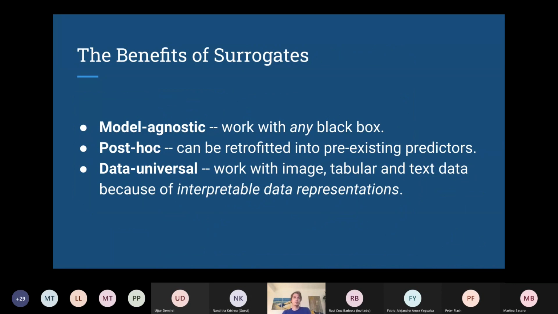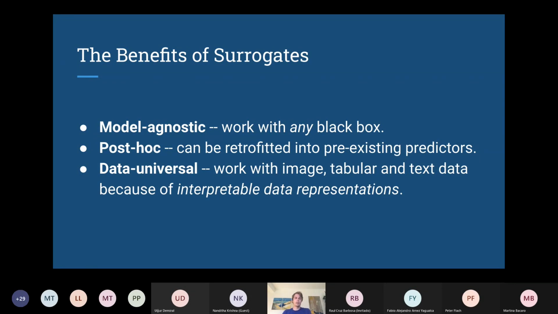So what are the benefits of surrogates? Why would we want to go with surrogate explainers? First of all, they are model agnostic, so they work with any black box, regardless of what sort of underlying process you're trying to explain. They are post hoc, so you don't have to think about transparency up front. You can just install them at the very end and explain away your data points or your black box model. And finally, they are data universal, which means that they work with image, tabular, and text data. That's because of interpretable data representations that I'll explain in a moment.